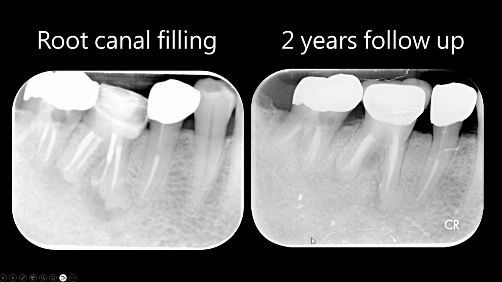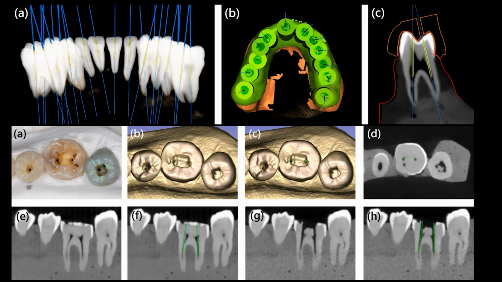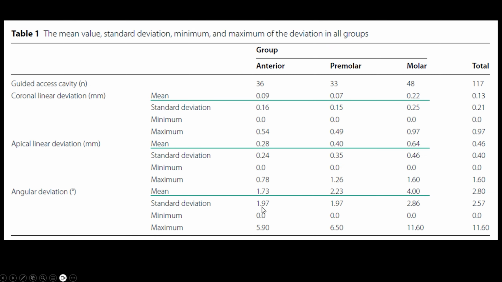Okay, and I also published one of this paper in 2021. And this is about the guided endodontic accuracy of anterior tooth and posterior tooth. And this is a paper I just did with a lot of tools. And as you can see, the accuracy in the anterior tooth and the premolar is better than the molar. And if you want, you can find this paper. Okay, so I move on.